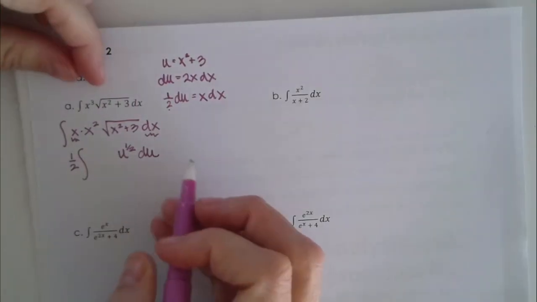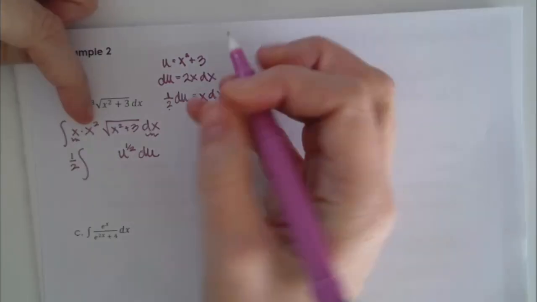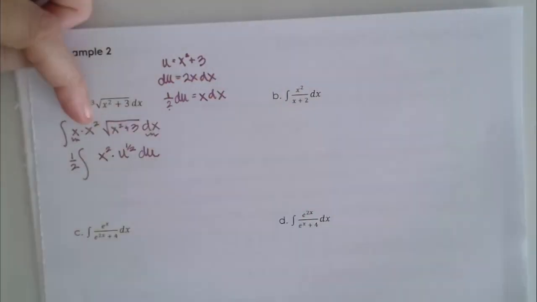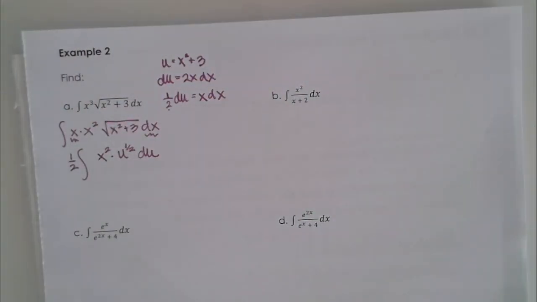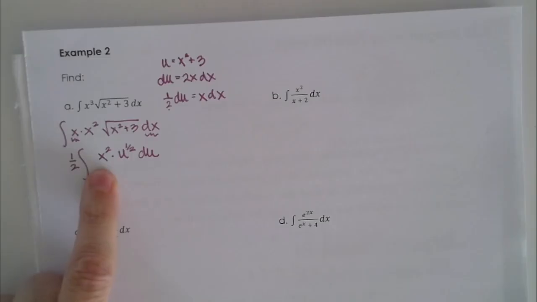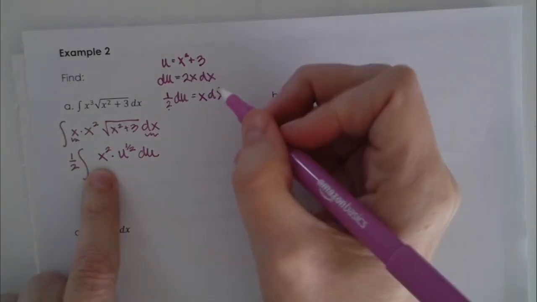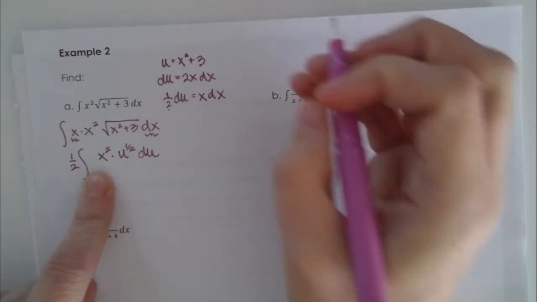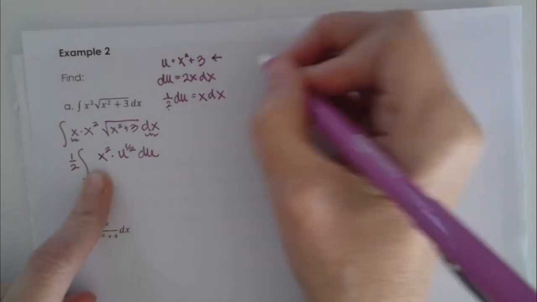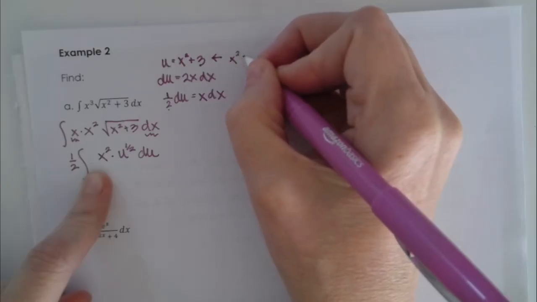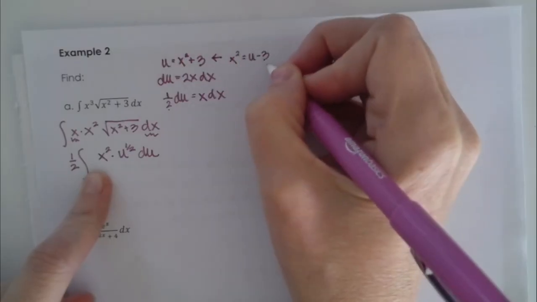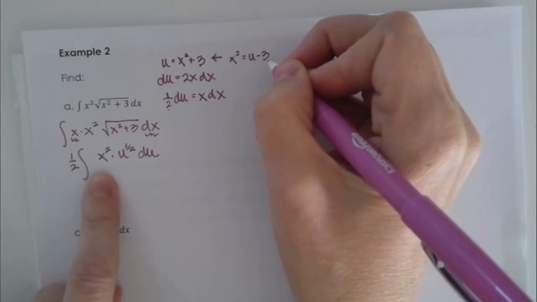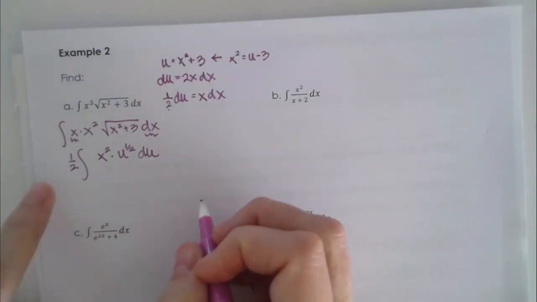Now the problem is, I've taken care of my x dx with the half du, but now I am still left with that x squared. I cannot do an integral if I have multiple variables that are happening still. So I have to find another solution to get a replacement for x squared. So at this point, we go back up here, and I see x squared right here. If I manipulate this, I can say that x squared is the same thing as u minus 3. I have x squared in terms of u now. So now I have an actual replacement that could happen.